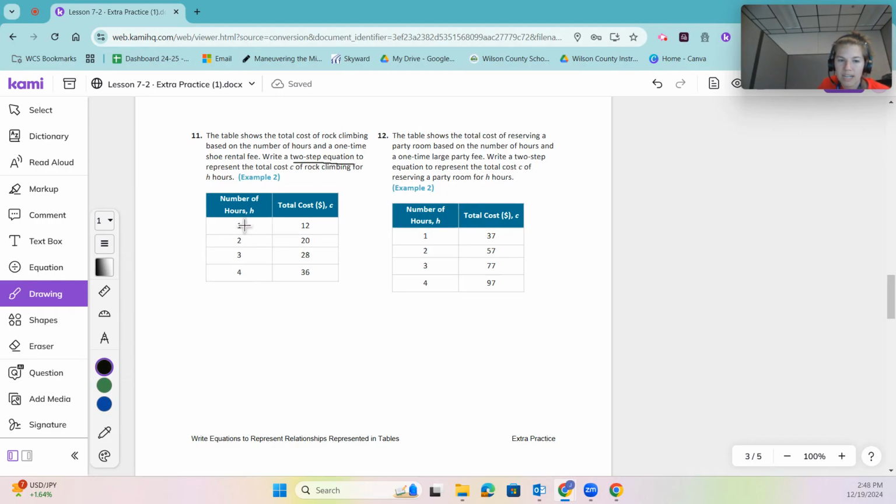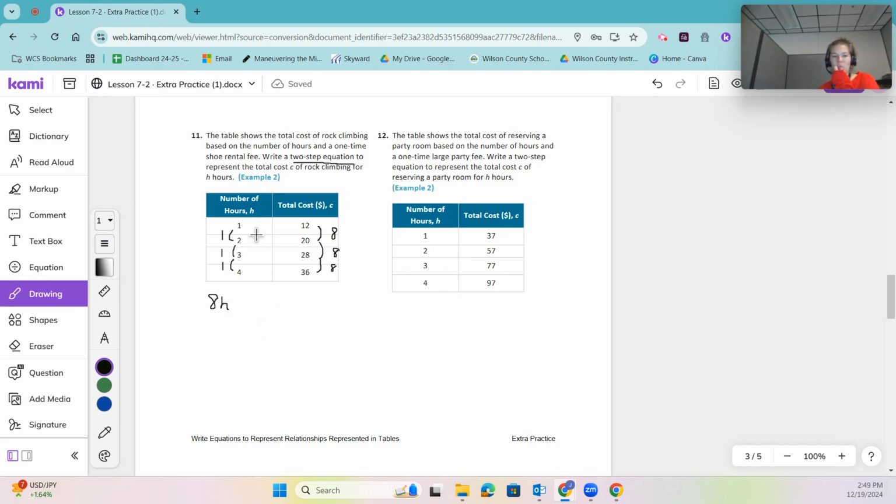So now 1 times 12 is 12, but 2 times 12 is not 20. So we're going to look at what our rate of change is here, like we did on those last ones. So it goes up by 8, while this goes up by 1. And that follows through the whole time. So for every 1 hour, it goes up $8. So that's $8 per hour.